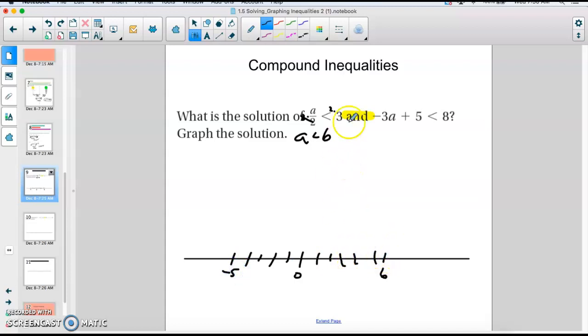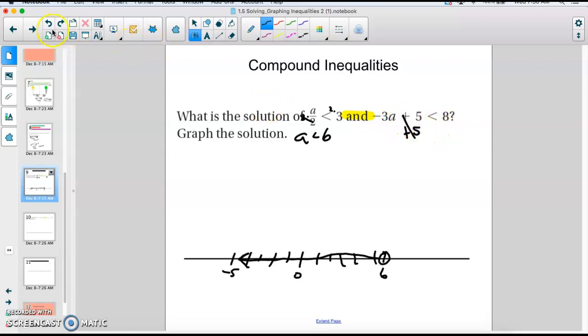Okay, so we start off, let's graph this one. A is less than 6. Remember, less than is just an open dot, and it's less than, so we're going to go this way. Okay, and then our next one here, we're going to add 5.